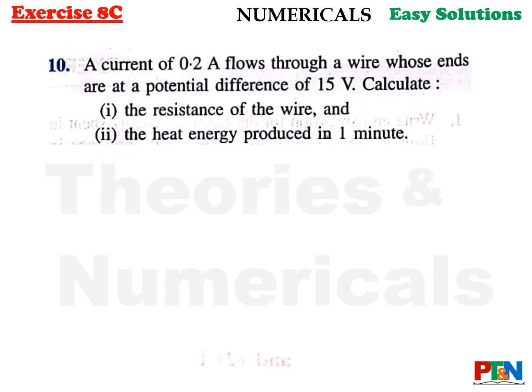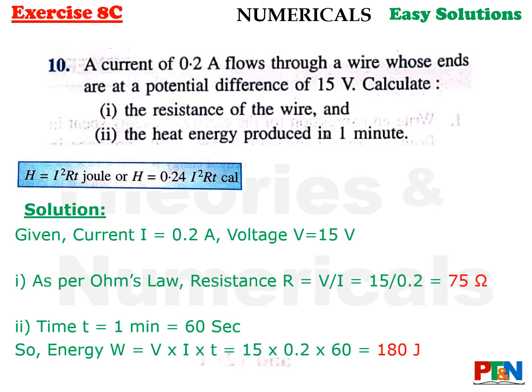Next one. A current of 0.2 ampere flows through a wire whose ends are at a potential difference of 15 volt. Calculate the resistance of the wire and heat energy produced in 1 minute. Child's play. Straight formula. There is nothing in it.